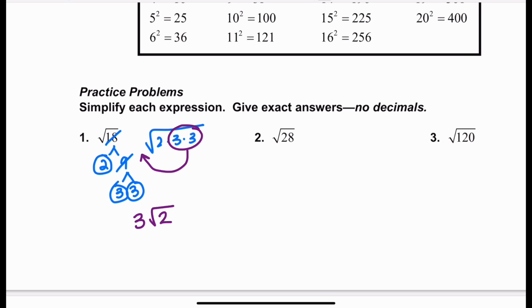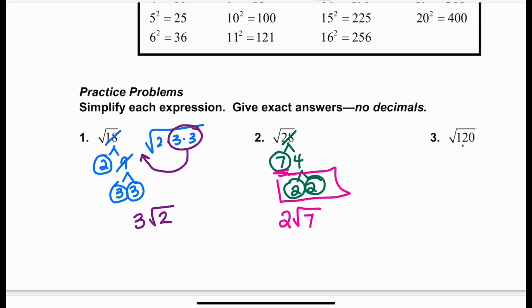Now let's look at number 28. Think of any two numbers that equal 28 when you multiply them. I'm going to do 7 times 4. Now 7 is a prime number. It doesn't break down anymore, but 4 is not. It breaks down to 2 and 2. Now remember, with a square root, we're looking for groups of 2's. I have two 2's here. You take the 2's out to the front, and you leave whatever is left over underneath that square root.